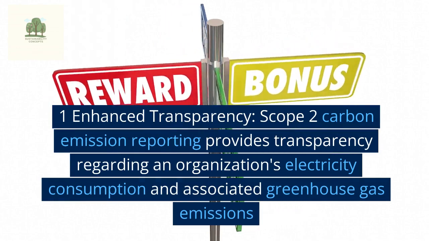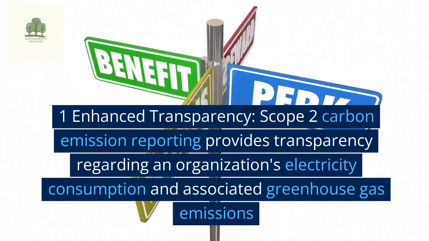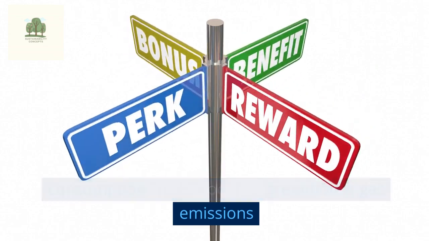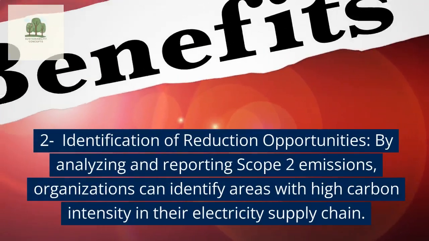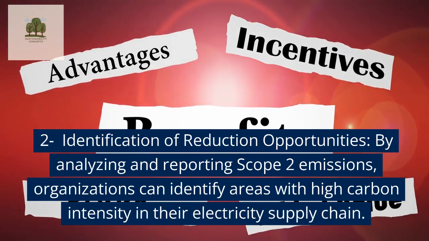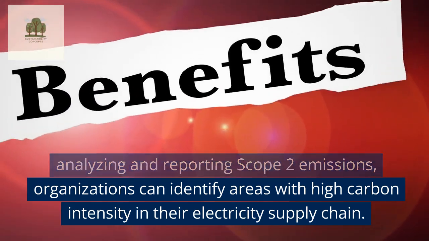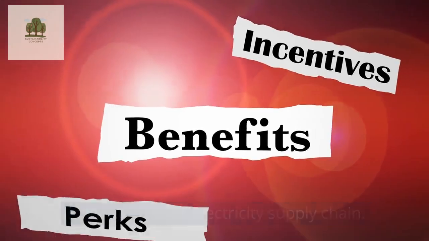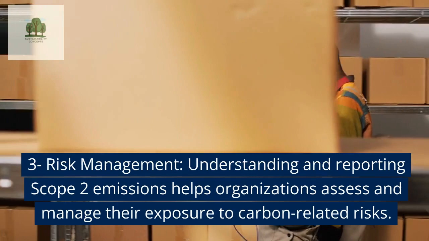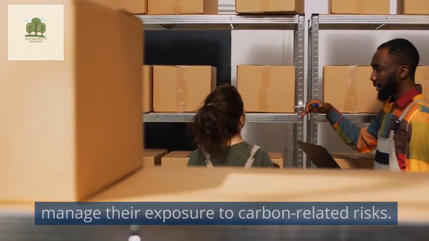What are the top 5 benefits of Scope 2 carbon emission reporting? 1. Enhanced transparency. Scope 2 carbon emission reporting provides transparency regarding an organization's electricity consumption and associated greenhouse gas emissions. 2. Identification of reduction opportunities. By analyzing and reporting Scope 2 emissions, organizations can identify areas with high carbon intensity in their electricity supply chain. 3. Risk management. Understanding and reporting Scope 2 emissions helps organizations assess and manage their exposure to carbon-related risks.